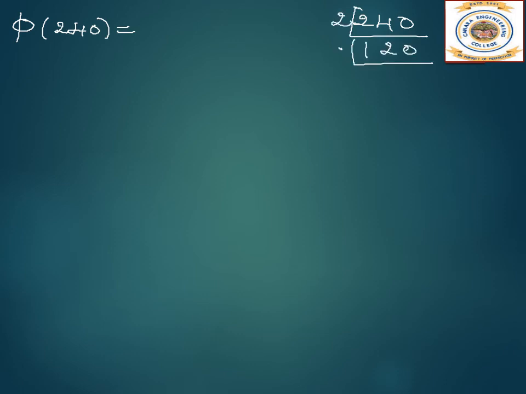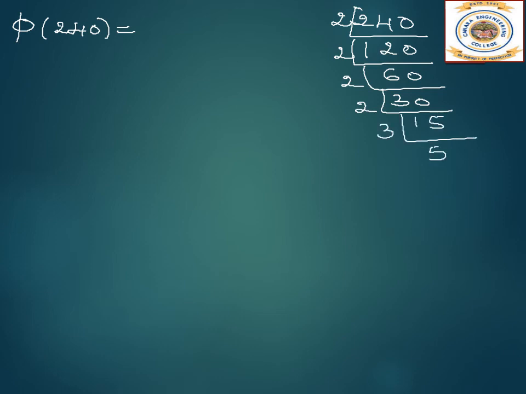Let us consider another example where we have to find the totient function for 240. Now this 240, I cannot represent as a product of primes. So what we will do is, let us just find the factors here. I'll just factorize. So I'll divide by 2. So this is 120. Further division gives me 60. 60 by 2, again I get 30, then 15. And finally by 3 I get 5.